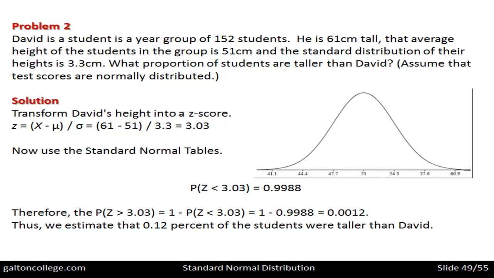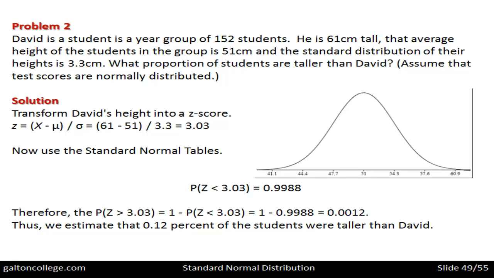Now the solution is to transform David's height into a z-score. And we do that by z is equal to x minus mu over sigma. We had it before. In this case, it is equal to 61 minus 51. 61, that's David's height, subtract the average for the population, which is 51, divided by the population standard deviation, 3.3, which gives us our standard normal figures. In this case, the z would be 3.03. Now use the standard normal tables.